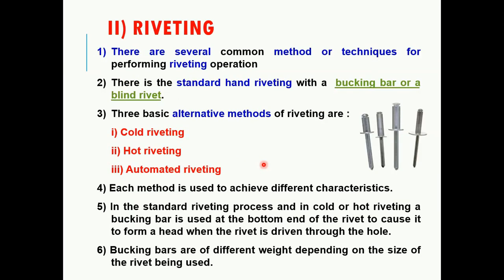The second category is riveting. There are several common techniques for performing the riveting operation. The standard one is hand riveting, which uses a bucking bar or blind rivet. The three basic alternative methods of riveting are cold riveting, hot riveting, or automated riveting, and each method achieves different characteristics of the bonding.